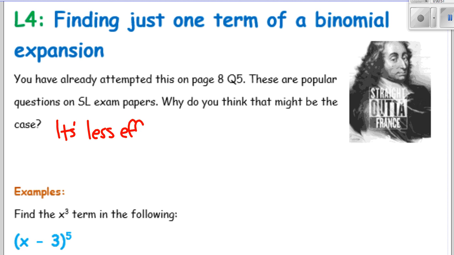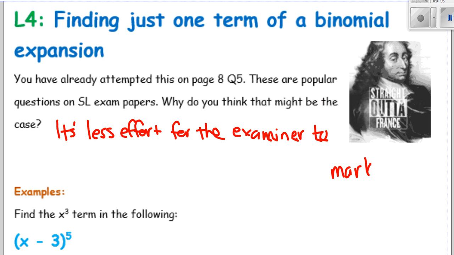What's less effort? Just to find one term in the binomial expansion, okay, rather than the entire expansion. So for the examiner to mark. So expect this to be a really popular topic. And anyway, if you can find one term in the expansion, you've proven that you could probably have found all of them anyway. So it just means it's quick and easy for them to mark. Maybe saves you time too, because finding one term is a bit less effort than finding all the terms.